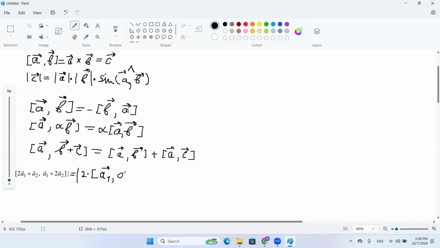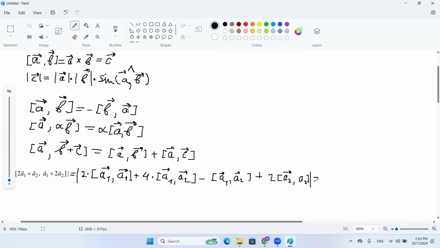Plus 4 multiplication vector a1 a2, plus multiplication vector a2 a1, but we can write it in another way. It's multiplication vector a1 a2 multiplying by -1. Yeah, we can write it in this way. So a1 by a2 by a1 equals minus a1 by a2. Yeah, correct. Plus 2 multiplication vector a2 a2. Okay, and then it will be 4.